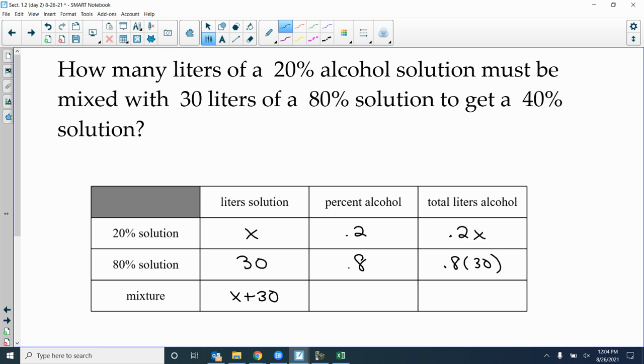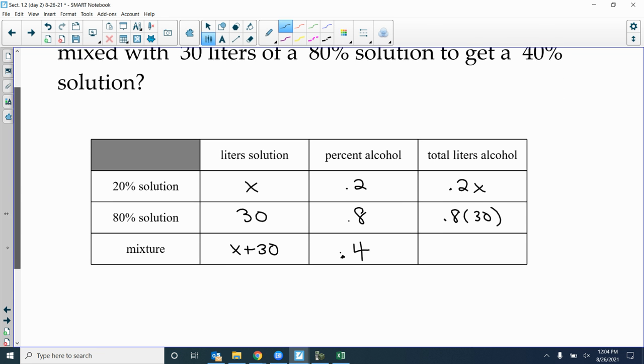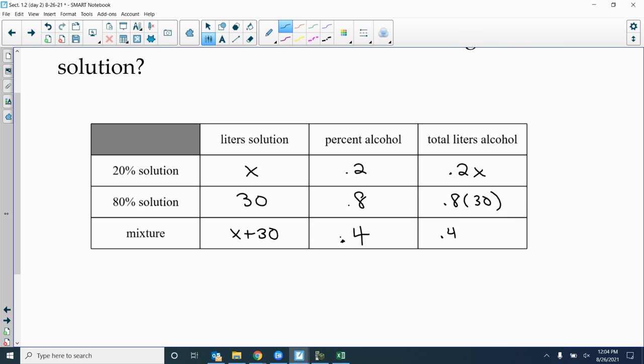They tell us they want a 40% solution, so it's 0.4. And what should be that last column? Total liters of alcohol for the final mixture. 0.4 times X plus 30. Okay. This last column is our equation. This is what it's going to come down to. Basically, you want to know the amount of alcohol in the first solution plus the amount of alcohol in the second solution has to equal the amount of alcohol in the final solution.